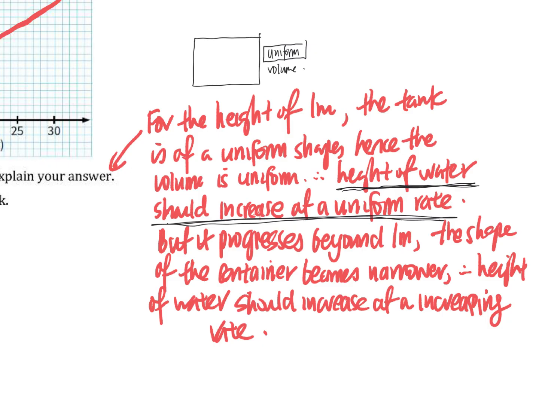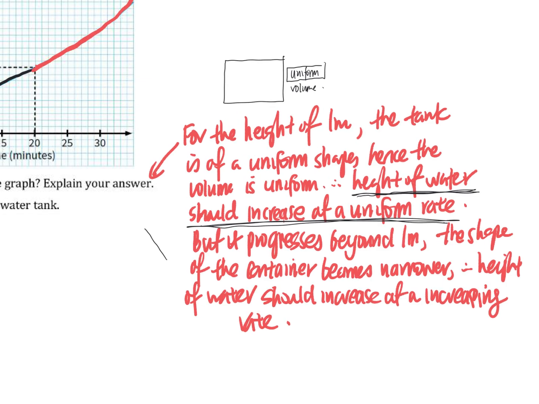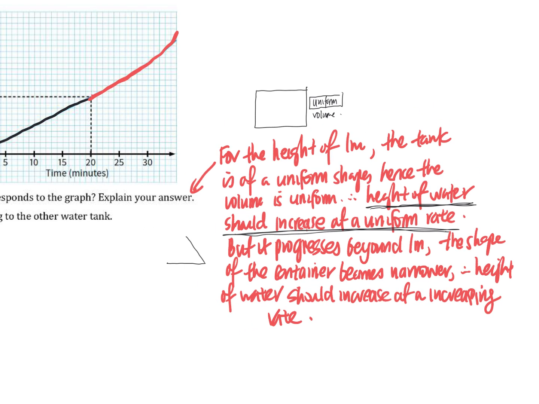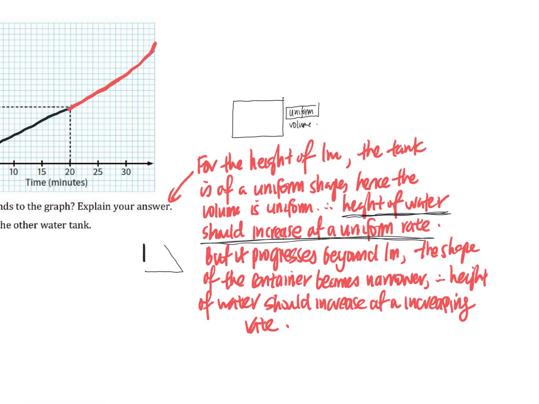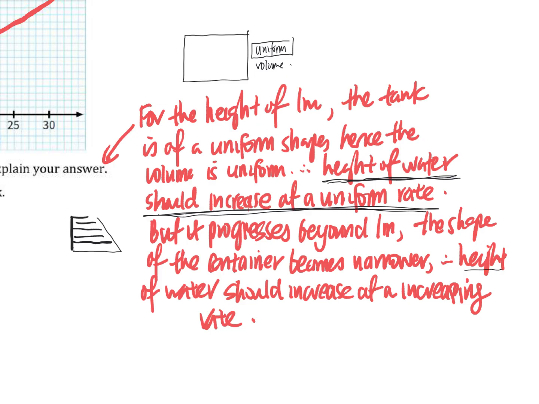The explanation is at most 2 marks. They won't want to kill you. They just want to differentiate you from the explanation, so they won't put a lot of marks in the explanation. Then the second part of the container is like that, right? So it gets narrower as the height increases. So that's why the height will increase at an increasing rate. Yes.